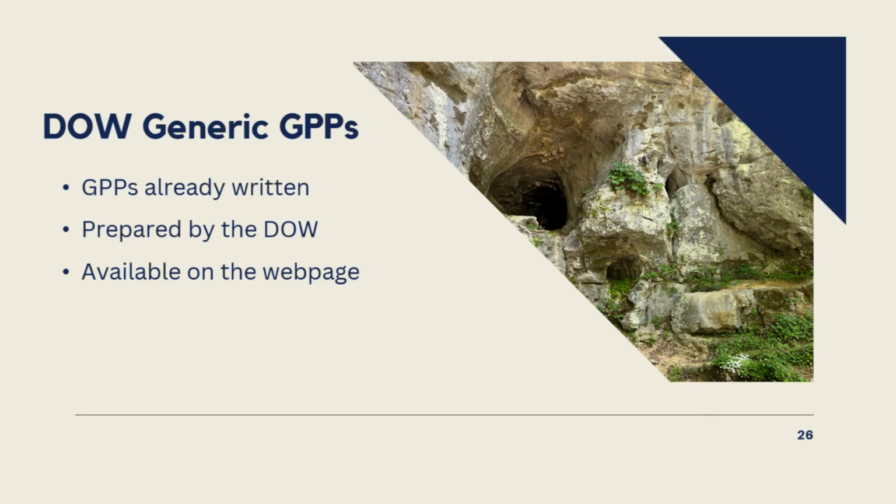But we have generic GPPs, which are kind of pre-drafted GPPs that cover very specific sites that won't be applicable to everybody, but for those who it is applicable to, it's very useful. It was prepared by one of my predecessors through DOW, and it's available on the webpage. You can just download it. It'll be a Word file, and then you can either print it off and fill out what you need or fill it in.